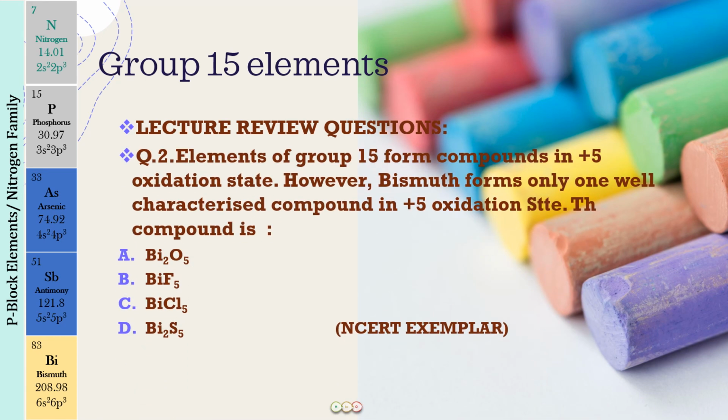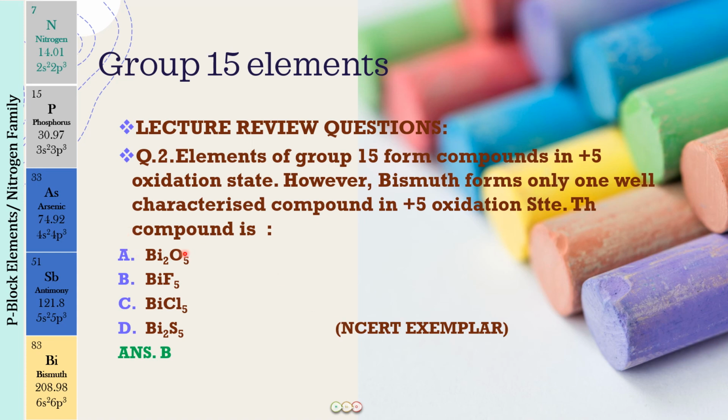The next question is, elements of group 15 form compounds in the +5 oxidation state. However, bismuth forms only one well-characterized compound in the +5 oxidation state. The compound is Bi2O5, BiF5, BiCl5 or Bi2S5. This is an NCERT exemplar question. And the correct option is going to be the B choice, bismuth fluoride, okay, in the +5 oxidation state.